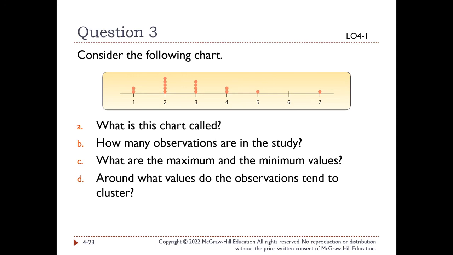Around what values do the observations tend to cluster? Well, that would be pretty much 2 and 3. They are the ones with the most. One has 5, one has 4. So we're clustered right there. Even on this, you can see a positive skew. I want to keep using those skews.